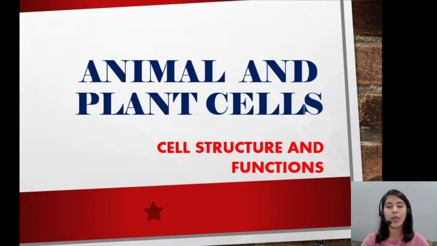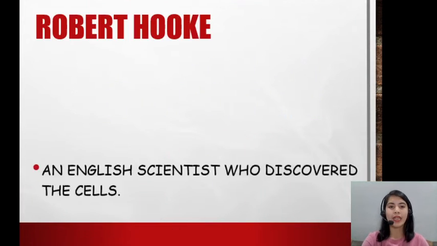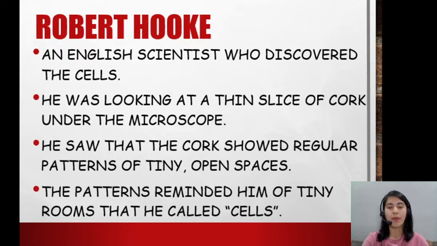So, before we proceed to the different parts of cell, pag-usapan muna natin kung ano-ano ang cell theory, since sa cell ang pinag-uusapan natin. So, sino-sino ba tong mga scientists behind the discovery of cell? So, the first scientist who discovered the cell is Robert Hooke. So, paano daw niya unang na-discover ang cell? So, he was just looking at a very thin slice of cork.